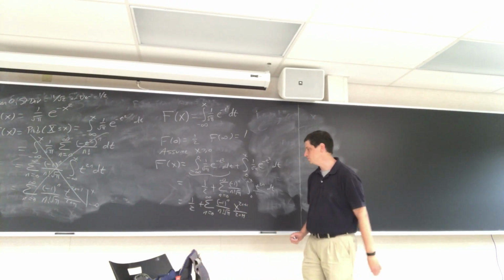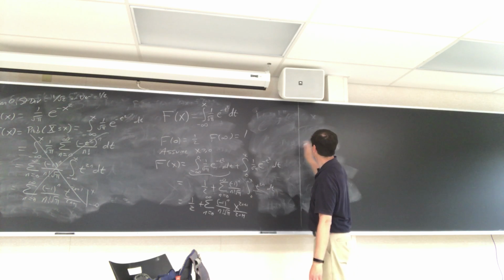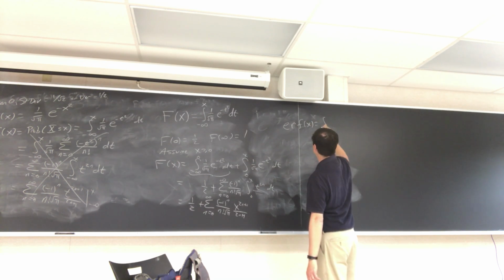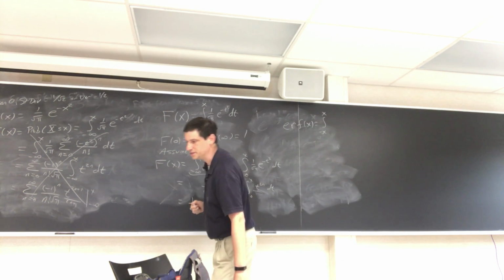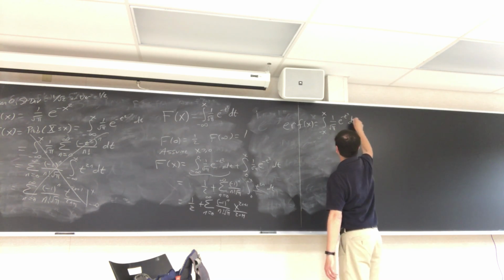Now I'll focus on this. So this is a great series expansion. It turns out that what they do is they define what's called the error function. Erf of x is the integral from negative x to x. I'm pretty sure this is how they choose to do it. Yes. Of 1 over square root of pi e to the negative t squared dt.